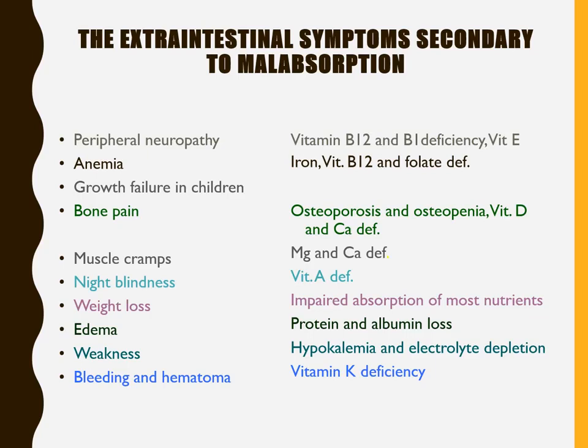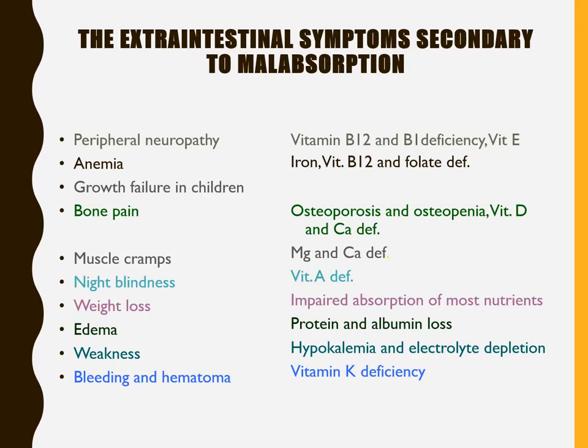Growth failure: we know those patients have fat malabsorption in addition to losing their proteins, and also bone pain secondary to osteoporosis and osteopenia, vitamin D deficiency and calcium deficiency, muscle cramps, electrolyte deficiencies, night blindness, we talked about vitamin A deficiency before, weight loss secondary to the impaired absorption, edema, those patients are hypoalbuminemic, which might lead to edema, weakness, hypokalemia, and electrolyte depletion.